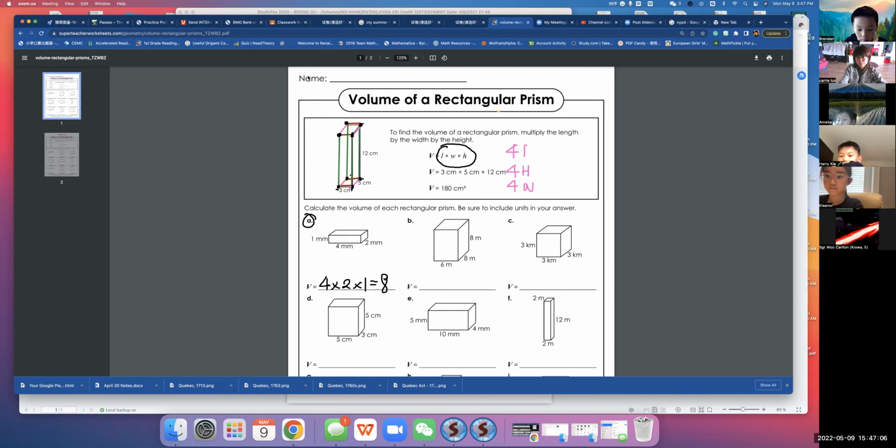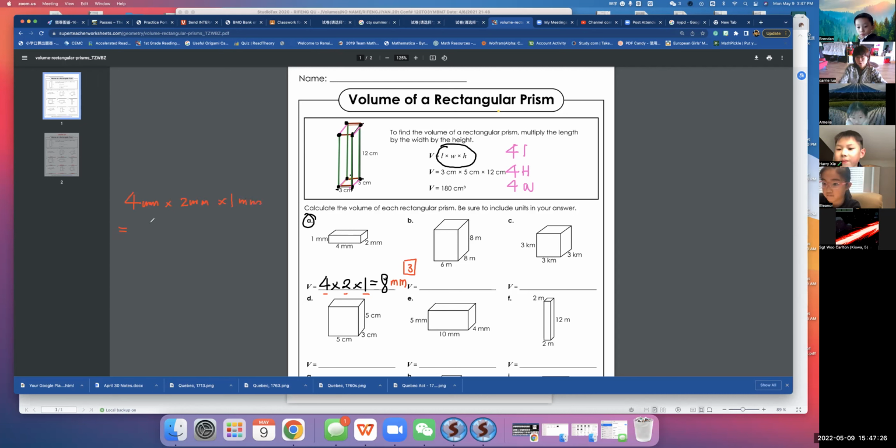But everybody remember the unit, okay? It is millimeter cubed. Why is it cubed? Because there are 3 items that have been multiplied together. So that's why it is actually 4 millimeter times 2 millimeter times 1 millimeter.